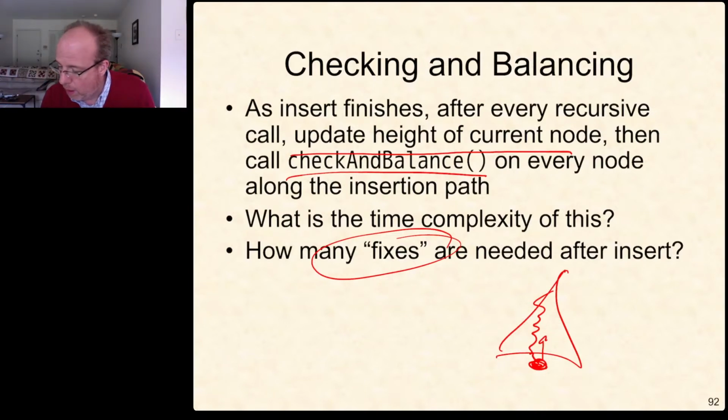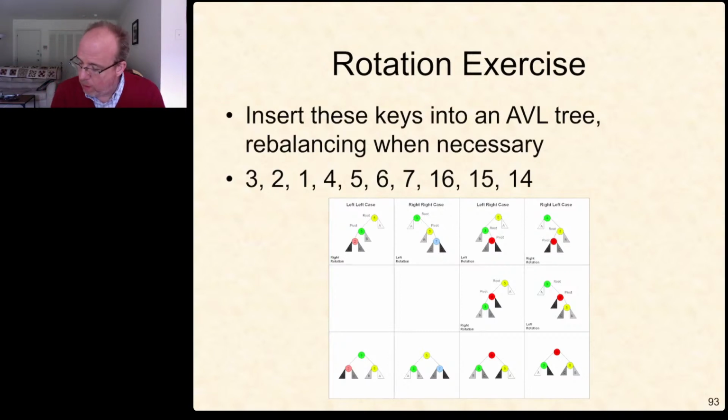Okay. So here's an example that we're going to follow, and we have an animation to do this. So I'm not going to ask you to do this yourself because it'll take a while to actually walk through. But we're going to insert this set of keys into an AVL tree. We're going to rebalance if we need to. And again, this cheat sheet is really, really helpful. Hint, hint.